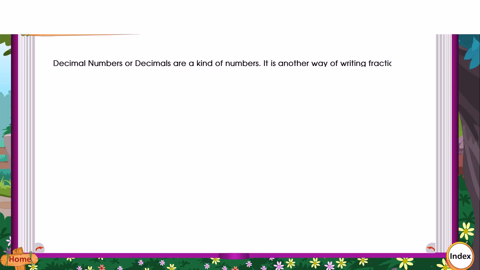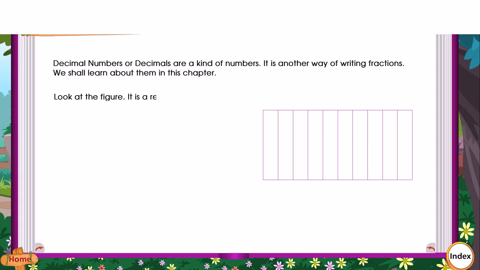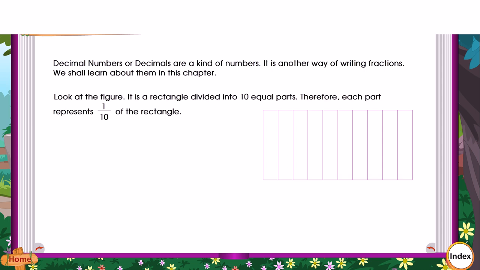5. Decimals. Decimal numbers or decimals are a kind of numbers. It is another way of writing fractions. We shall learn about them in this chapter. Look at the figure. It is a rectangle divided into 10 equal parts. Therefore, each part represents 1/10 of the rectangle.